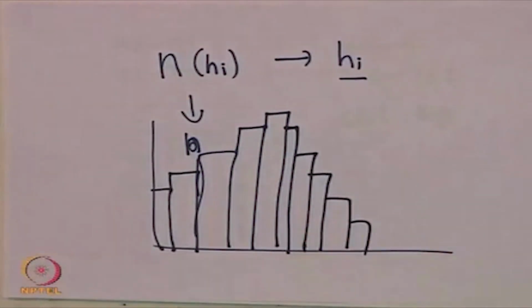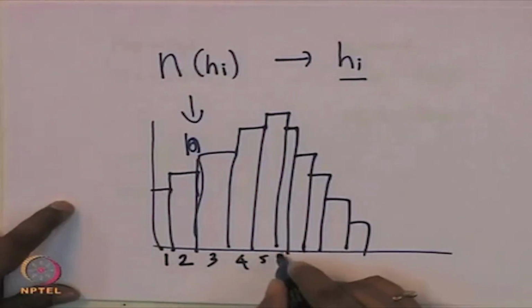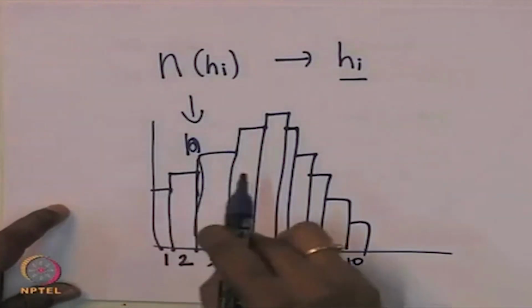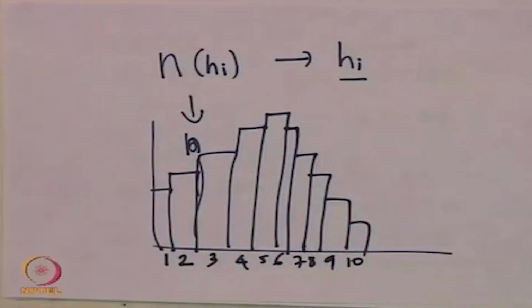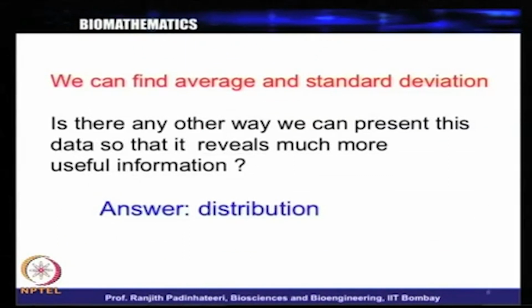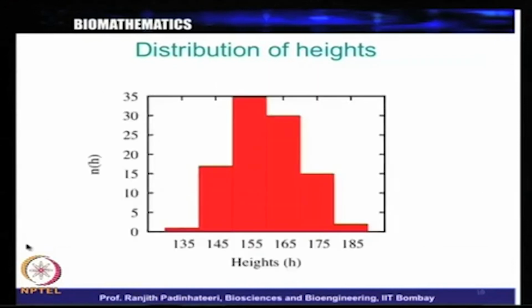So, let us say you have a histogram like this. I call this 1, 2, 3, 4, 5, 6, 7, 8, 9, 10. What are these? These are ranges. You took 10 ranges. Just like in the previous example, we had how many ranges? We had the first range, second range, third range, fourth range, fifth range, sixth range. So, we had 6 bars: 1, 2, 3, 4, 5, 6.